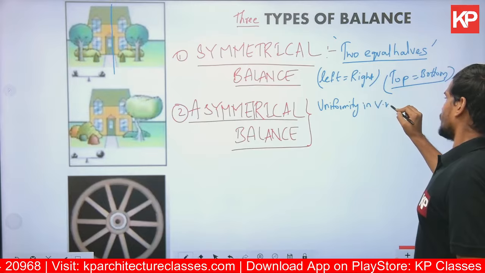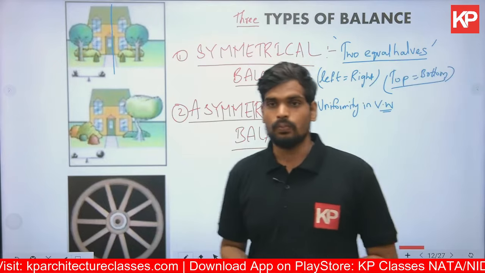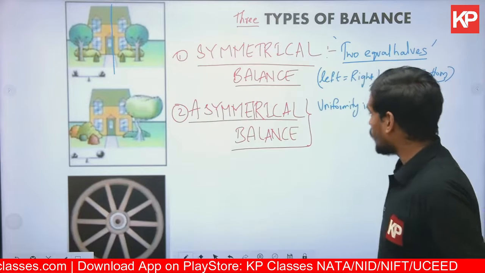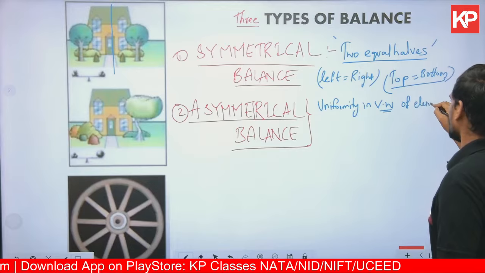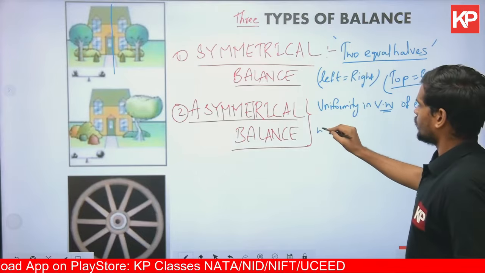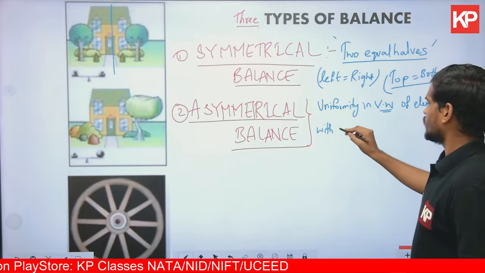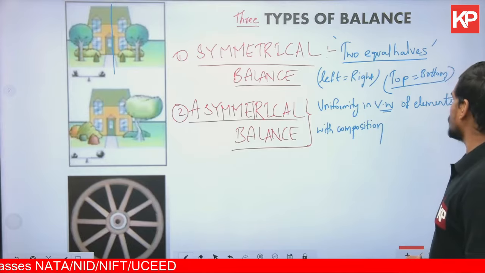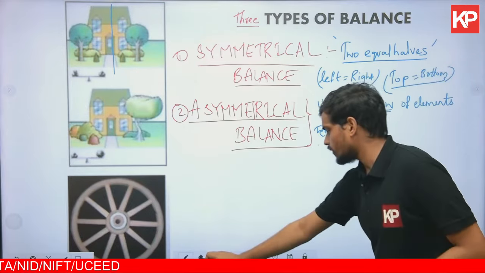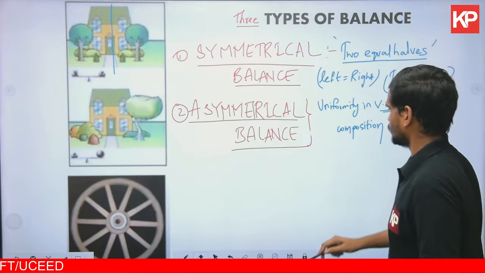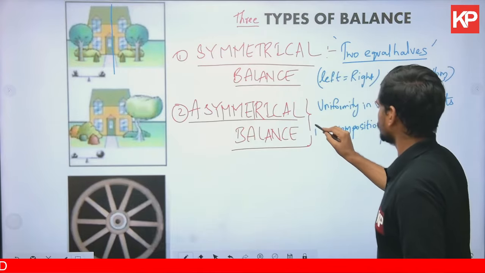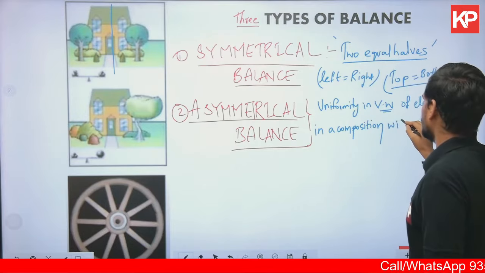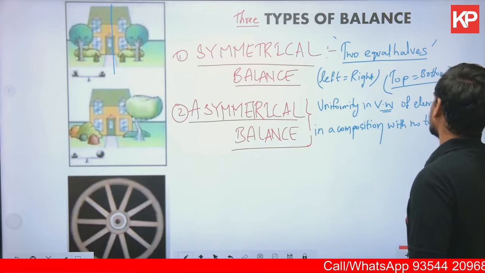uniformity in visual weight. I'm writing visual weight in short as VW. You can write it in full in your notes. Uniformity in visual weight of elements in a composition with no two equal halves.